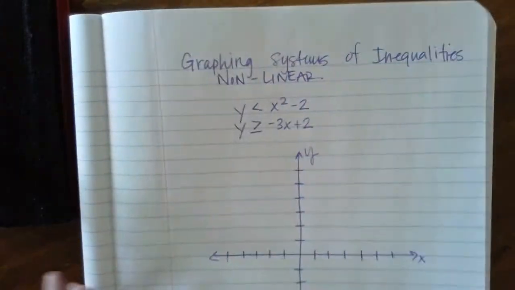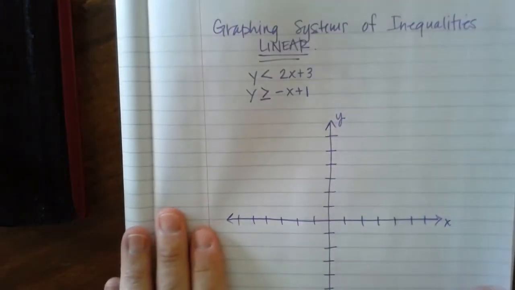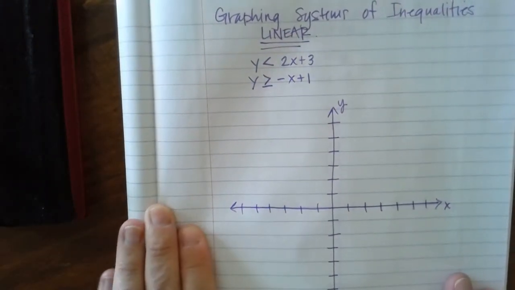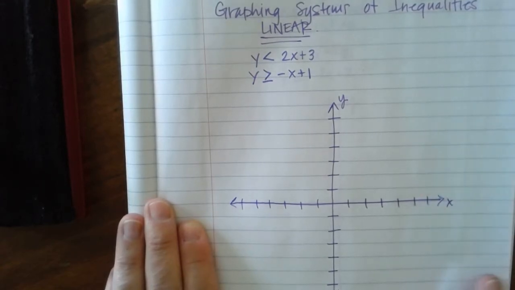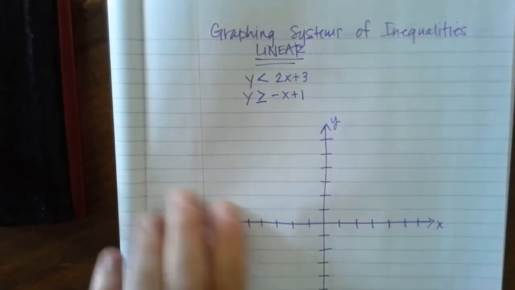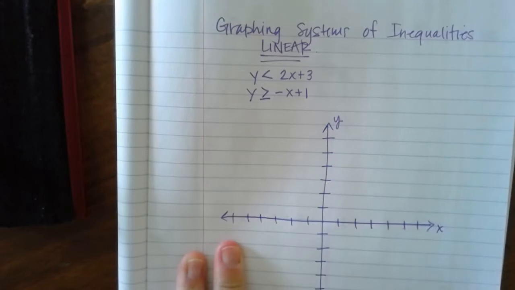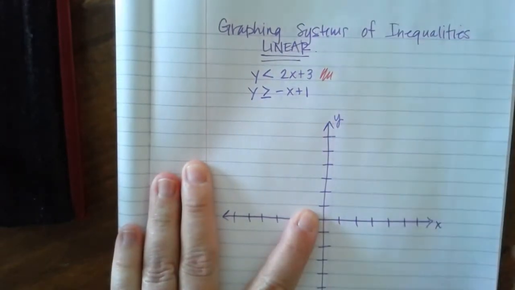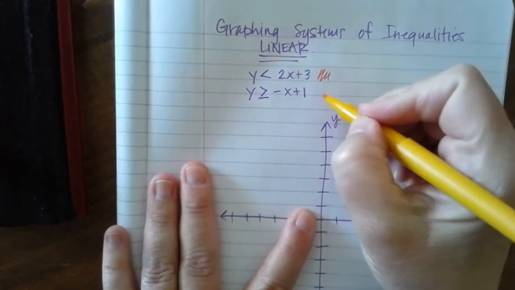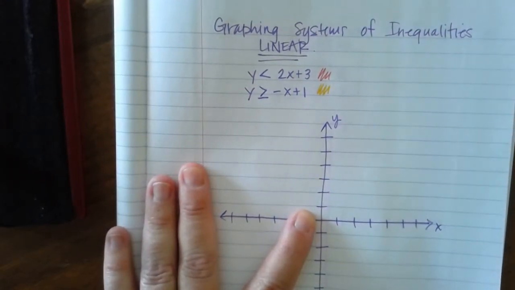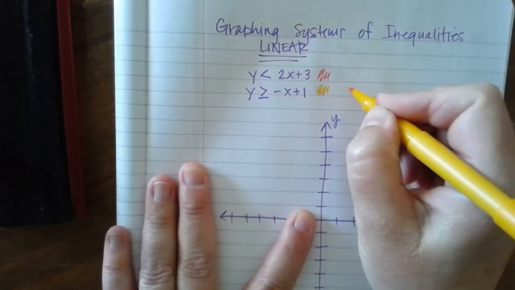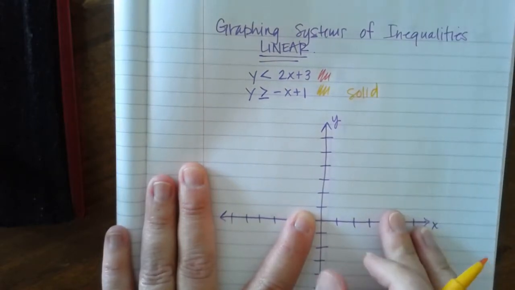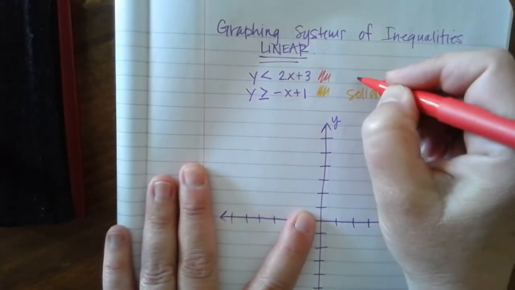Okay, so let's go back to the front page. And if you guys would like to pause it here to get your graph all set up, I would do so. Okay, so just like we did yesterday, I'm going to have two different colors. I'm going to make my first equation red, and I'm going to make my second equation yellow. Now, what I do want you to recognize is that this is greater than or equal to, so this is going to be a solid line. Okay, because this is less than, it is going to be dashed.